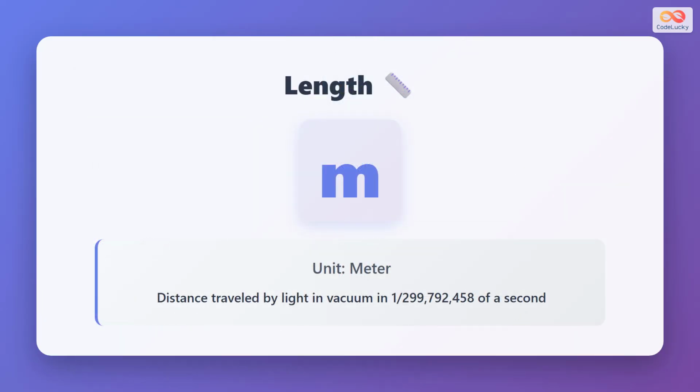The first base unit is the meter, symbol m, which measures length. The meter is defined as the distance traveled by light in a vacuum in 1 divided by 299,792,458 of a second. This precise definition ensures that the meter remains constant and can be reproduced anywhere in the world using the fundamental constant of the speed of light.